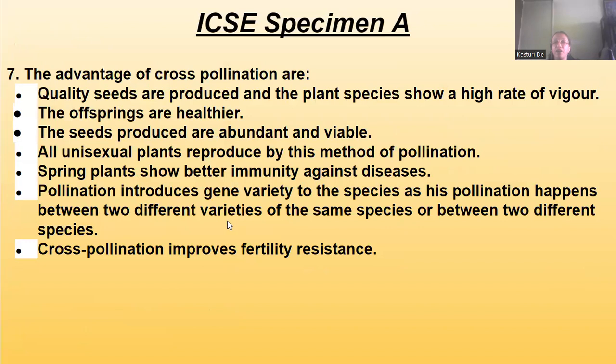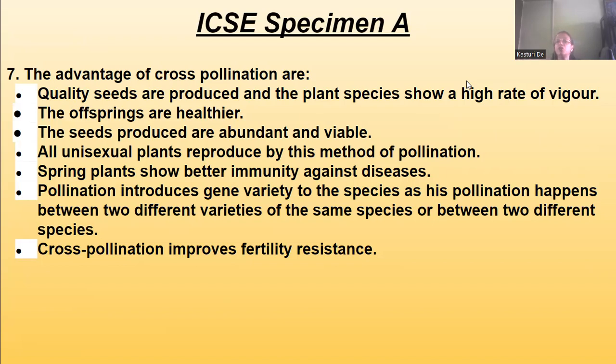Then give some advantages and disadvantages of cross pollination. First, we come to the advantages of cross pollination. By cross pollination, quality seeds are produced because there is a fusion of two varieties of plants, so two different genetic characters are fused here. That's why quality seeds are produced. The plant species show a high rate of vigor. The offspring are healthier. The seeds are produced in abundant quantity and they are viable.